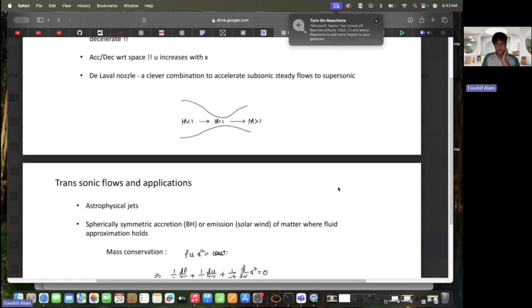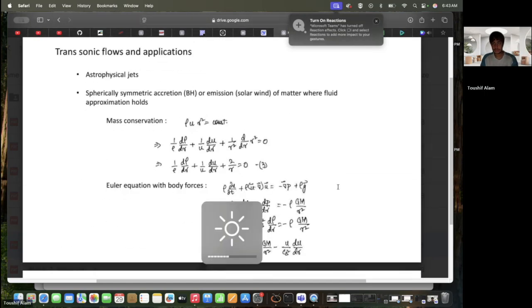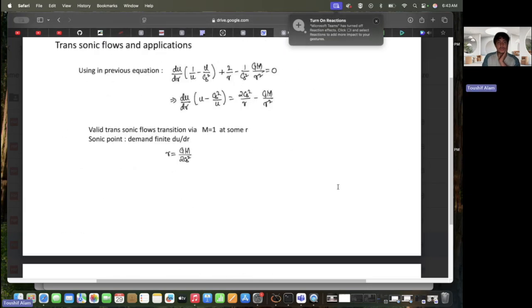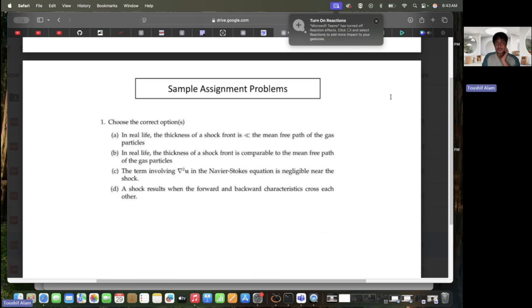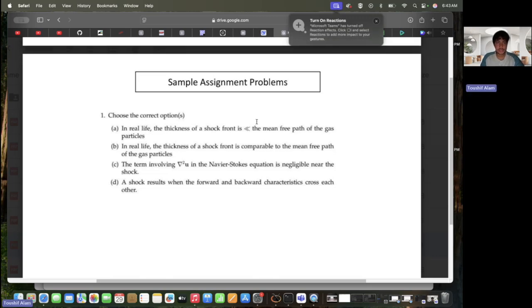So I hope you have been able to understand these parts. So we have some assignment problems. Choose the correct option. In real life, the thickness of a shock front is much less than the mean free path of the gas particles or comparable to the mean free path of the gas particles.